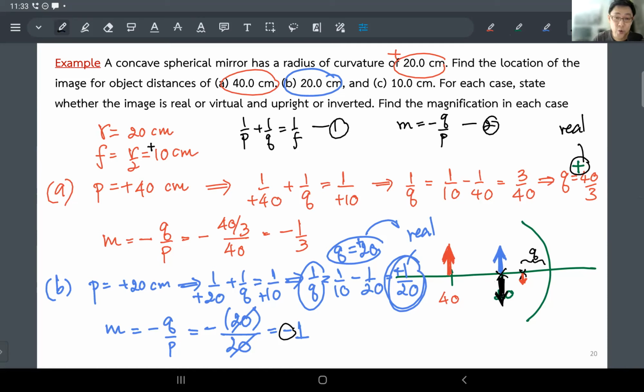And this one makes sense. Why? Because where are you standing? At 20 centimeters, and where is that? Right at the center of curvature. You guys with me? Or twice the focal length. So when you are standing at the center of curvature, the light will just hit the mirror and just reflect back to you. That's it, because you're at the center of the sphere.